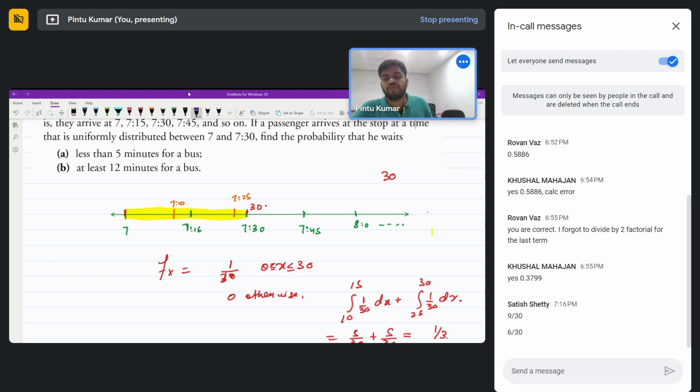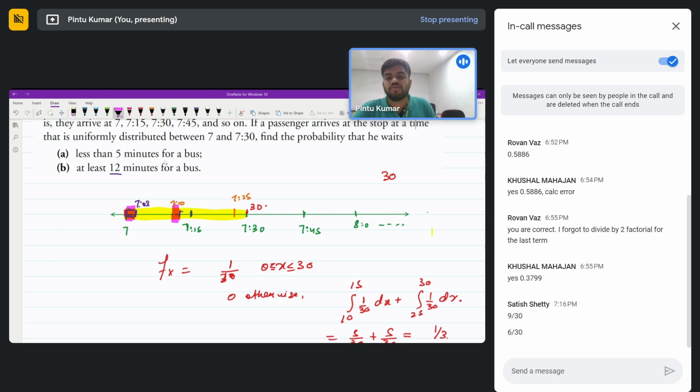So waiting at least 12 minutes means that he arrived at least 12 minutes before this bus. So he should have arrived between, this is 7:03, right? So he should have arrived in this window or here, right? Between 7:10 to 7:13. That's when he has to wait for at least 12 minutes, right? This portion or this portion.